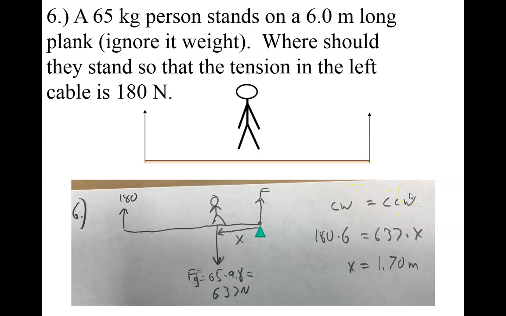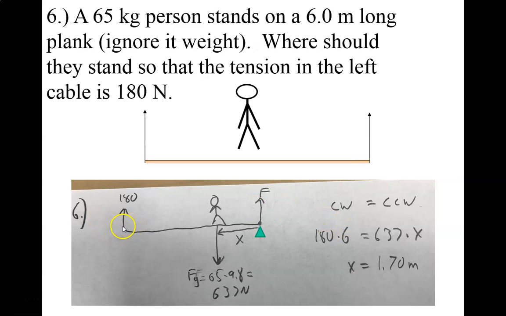And before we start calculating torques, we need to figure out our axis of rotation, our pivot point. Remember what I said, you want to choose a location with an unknown on it, which means I don't know how much this scale is pulling up. I could figure it out, but I don't know what it is right now. So I'm going to choose a location on the very right end of the plank to be my axis of rotation. And then I'm going to say my clockwises equal my counterclockwise.